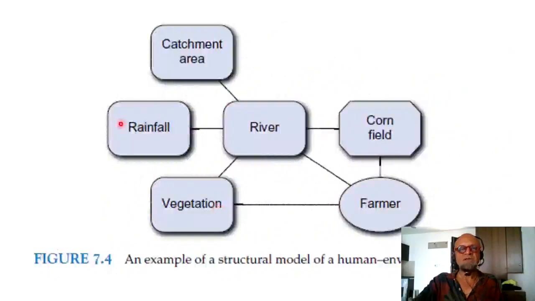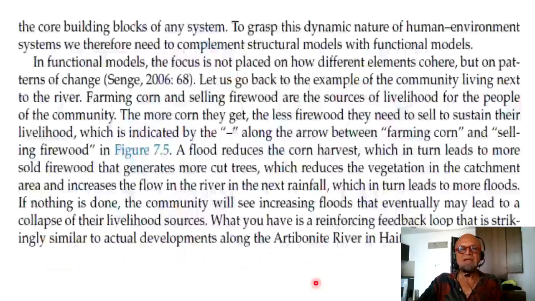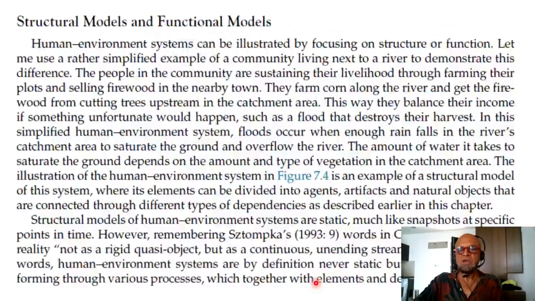So that's a typical system diagram, and typically you end up having arrowheads one way or both ways to show feedbacks. So here is the river, that's a focal point of our modeling. Catchment area is a component element, rainfall is an element, vegetation, cornfield, and farmers. So this is an example of a structural model of a human environment system. We'll come back and look at the functional model in a minute.